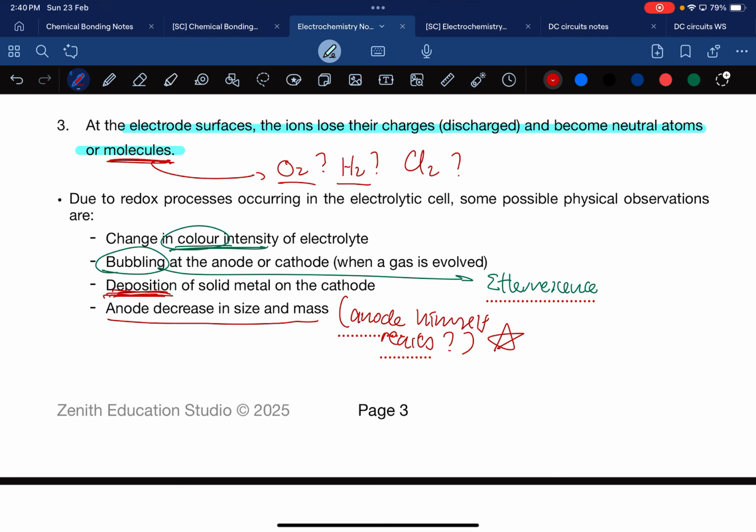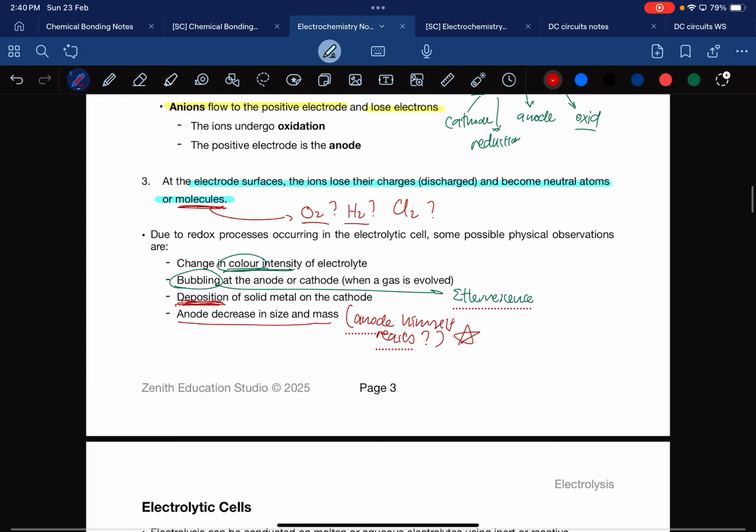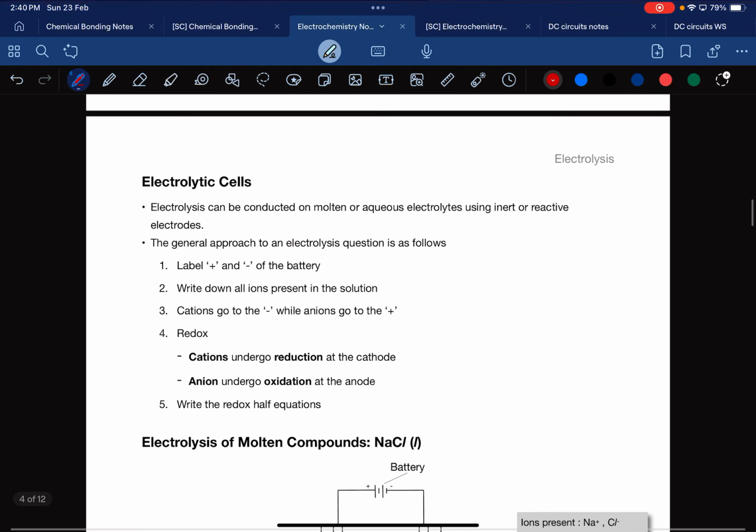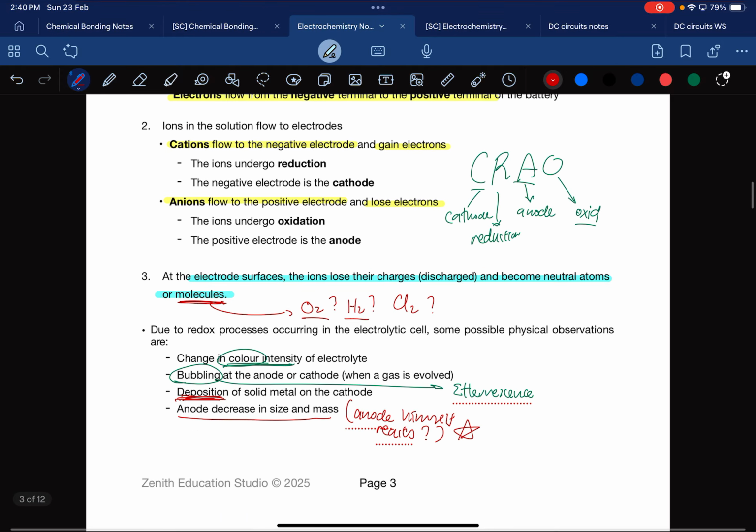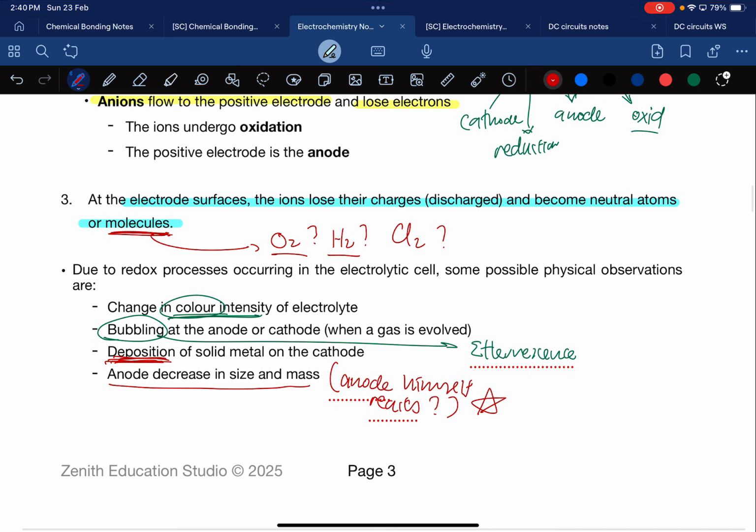Now, let's talk about a simple electrode. Oh, sorry. The anode itself reacts.